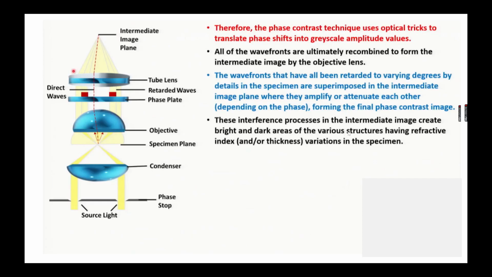Here you can also see that constructive and destructive interference will occur. This interference process in the intermediate image creates bright and dark areas for the various structures having refractive index variation in the specimen. If there is refractive index variation, a phase difference will be generated, and that leads to better contrast. So this is the main thing.